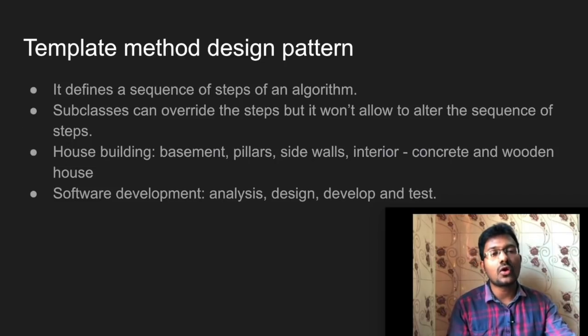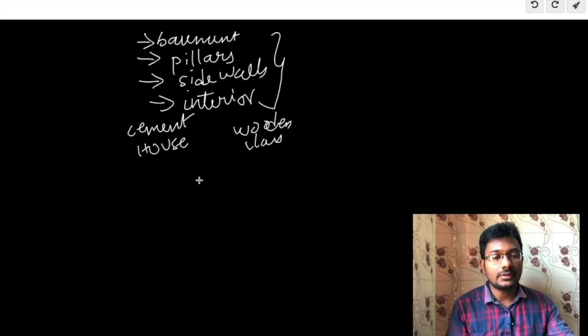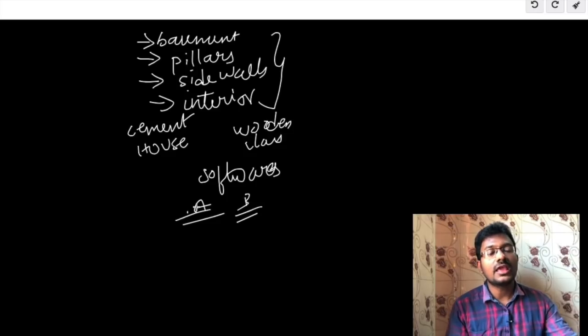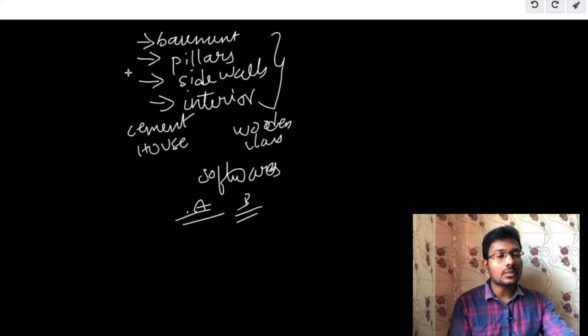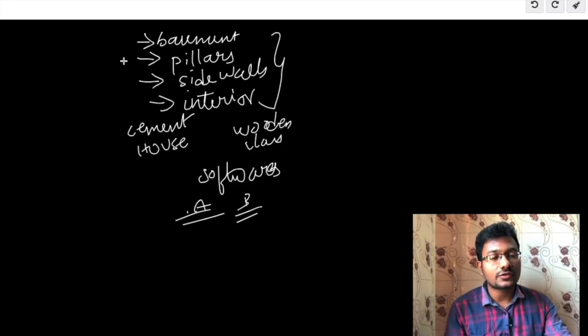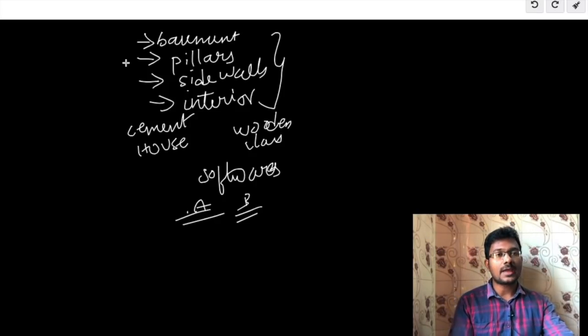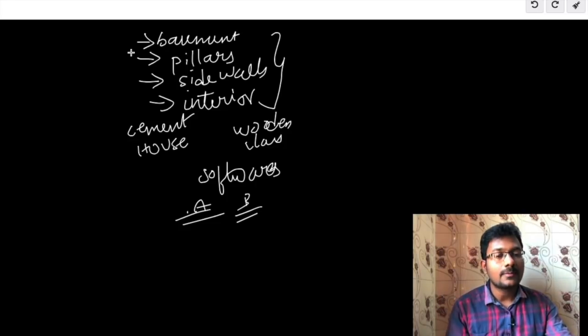and another example is software development process. For example, let us consider softwares. A and B are two softwares. A software mainly focuses on military security information management. B software focuses on medical information management. So it can be any software, but it needs to follow this sequence.